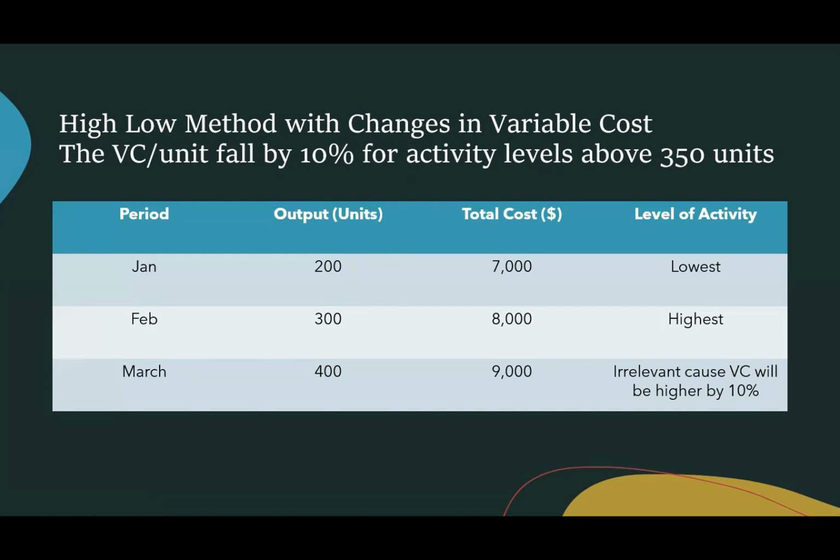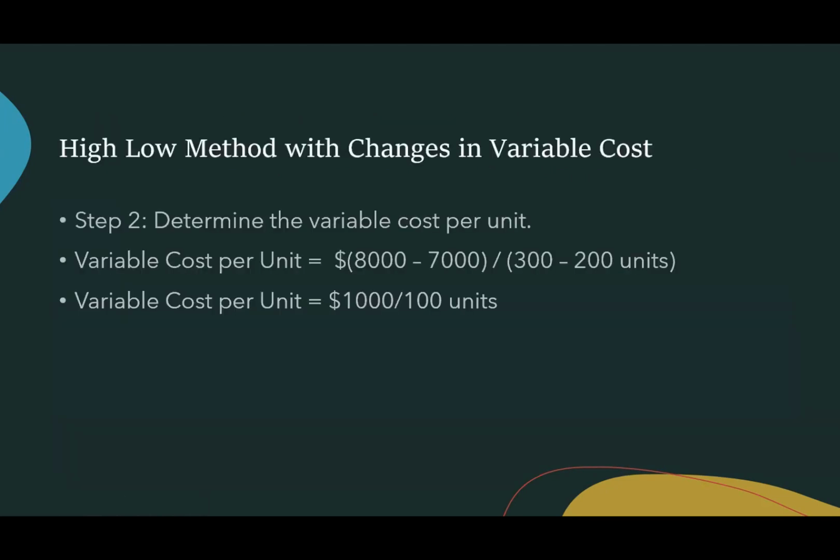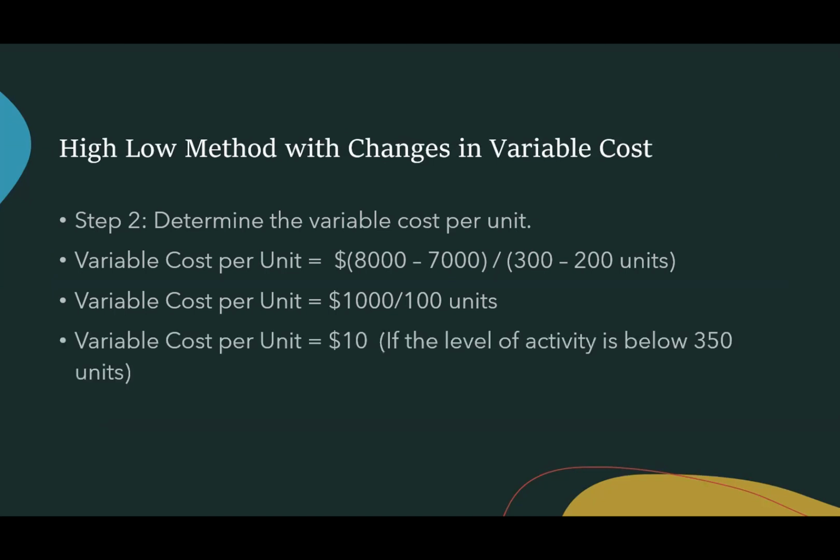As I explained before, we want two levels of activity having similar characteristics. Here the variable cost per unit has fallen by 10%, but here it's not, it's the normal one. So 300 will become our highest level of activity, and 200 will become our lowest level of activity. So you can adopt the formula. The difference is 8,000 minus 7,000, you get 1,000, and 300 minus 200, you get 100. So if I put it into the formula, it's 1,000 divided by 100, I get 10 per unit.